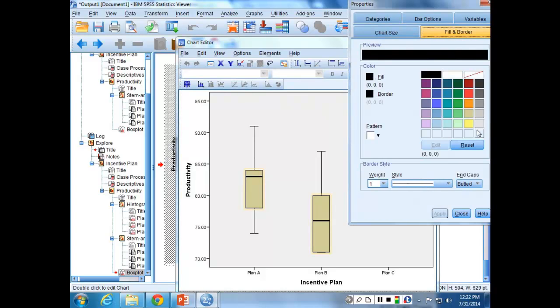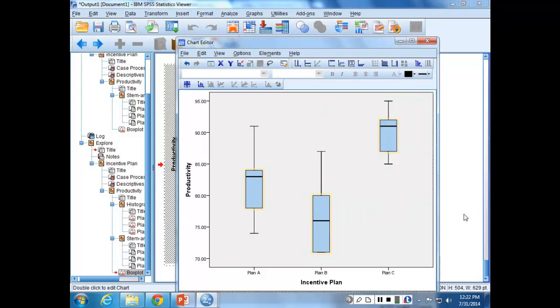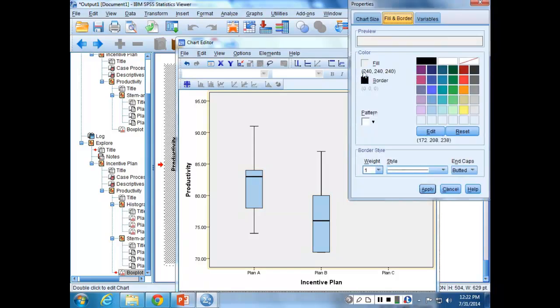And let's say I like light blue. Change it. You can double click in the background here, and where it says fill, I'm going to put no fill because I value my ink and I don't want to have it putting gray ink in there.